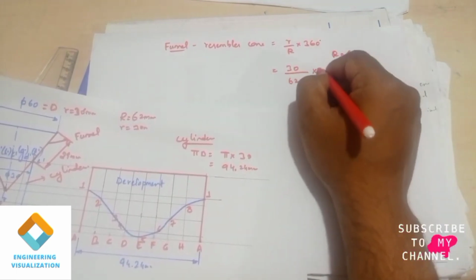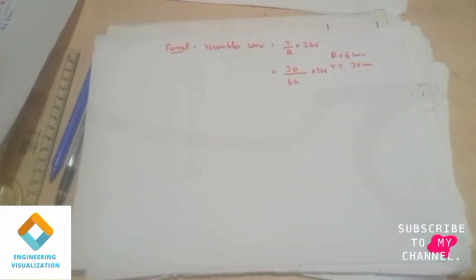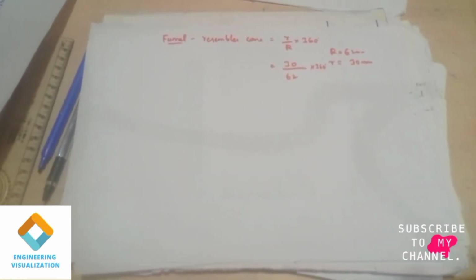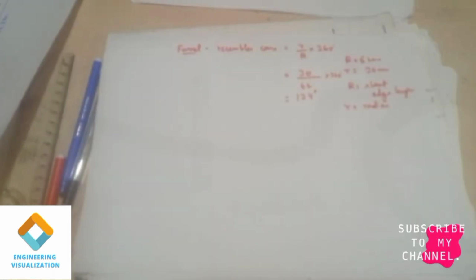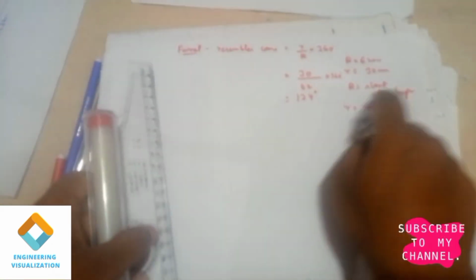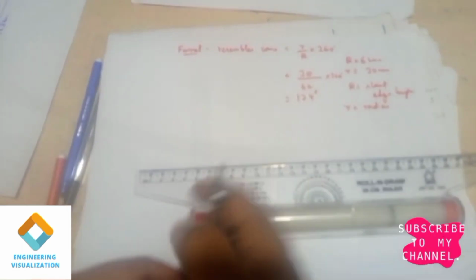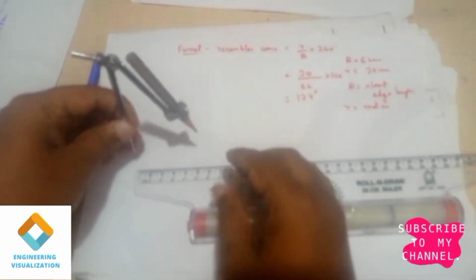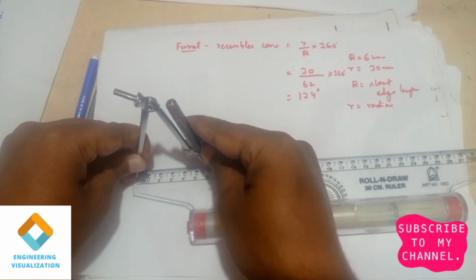Okay, substituting the values. And then the angle we need to calculate using the calculator. Here the angle we are getting, it is 174 degree. Okay, so capital R we know it is slanted length. So I'll be drawing one horizontal line for a length of using compass, or you can draw a straight line also.